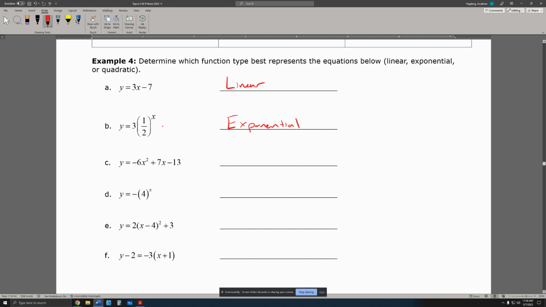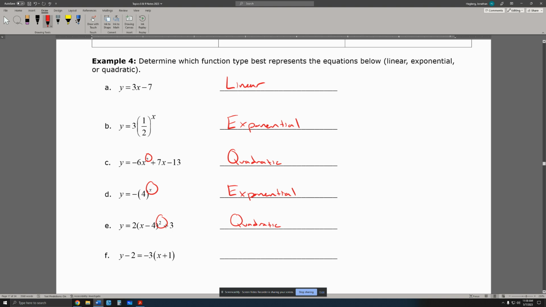For letter C, here we have the highest power is 2. And so this is a polynomial of degree 2. This is a quadratic. We're squaring the input. Letter D, again, we have an x in the exponent, so that tells me that this is exponential. Next up, we've got a quantity x squared. So even though we're subtracting 4, we're still squaring that x. If we were to expand this out and put it in standard form, we'd have that x squared term. And so this is a quadratic.